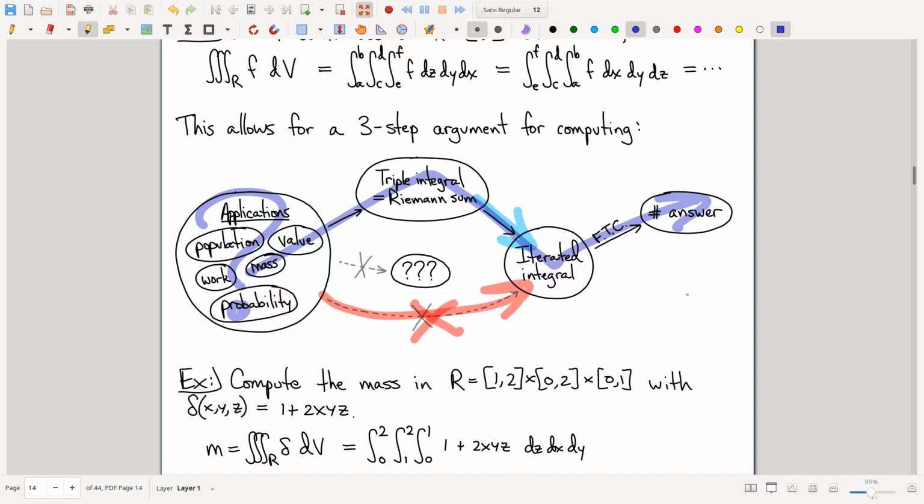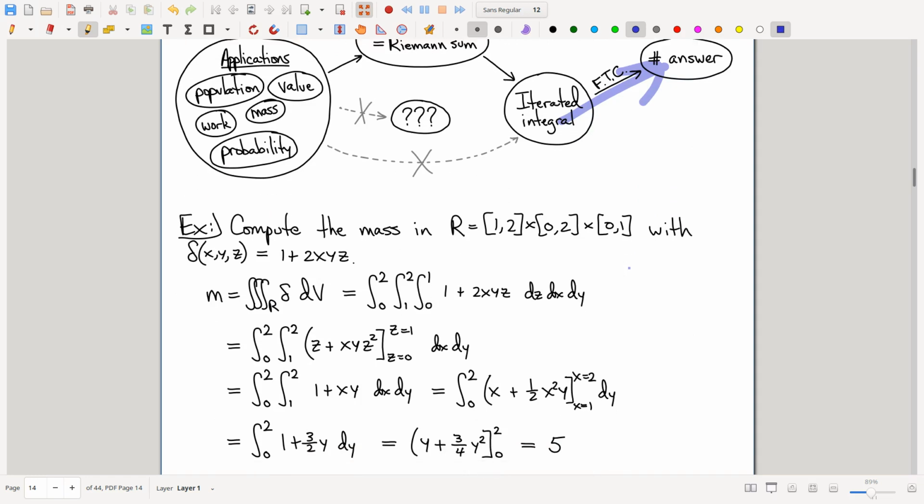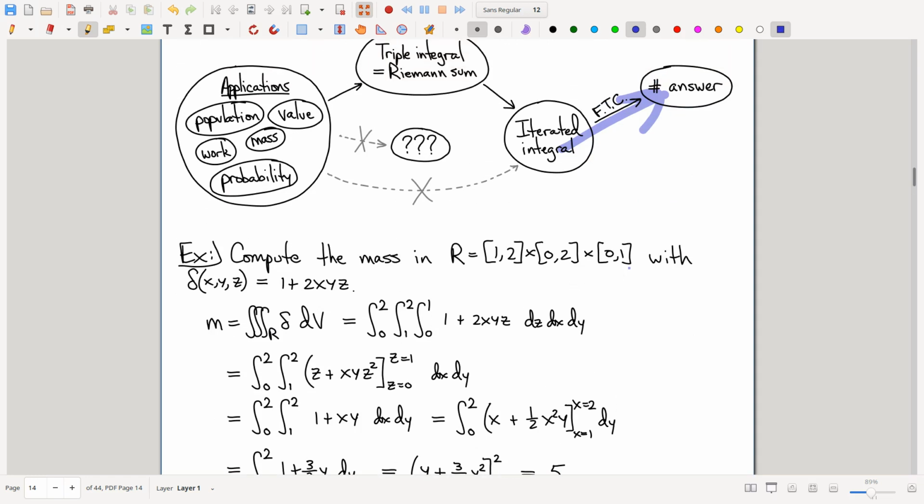Okay, so here we go. See an example. We're going to start with this right here. How do we? That's going to be most of the work here. But this example does go through all three steps. Notice first, I write mass as a triple integral.